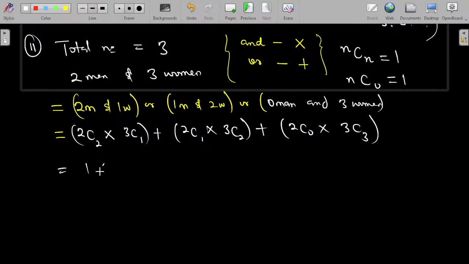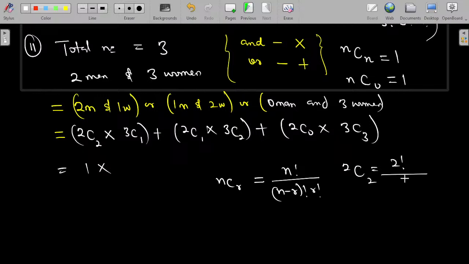So you have 1 times, what is 3 combination 3? Meanwhile, what is combination? N combination r, the formula is n factorial all over n minus r factorial multiplied by r factorial. Beautiful. So that you will see how 2 combination 2 will give you 1. So 2 combination 2 is going to be equal to 2 factorial all over 2 minus 2, which is 0 factorial, then multiplied by 2 factorial. So you just see that 2 up will cancel the 2 down, and you only have 0 factorial down, and 0 factorial is 1. So you have 1 over 1, that is equal to 1.